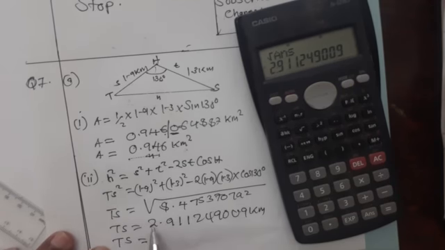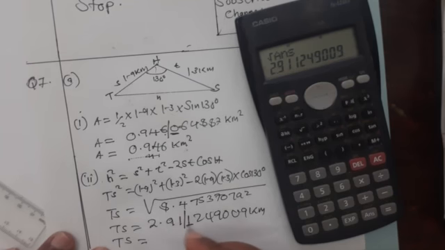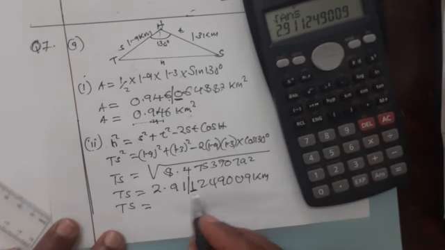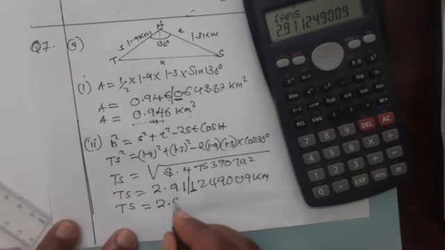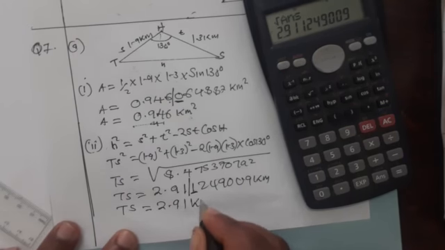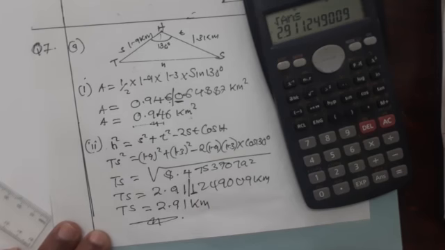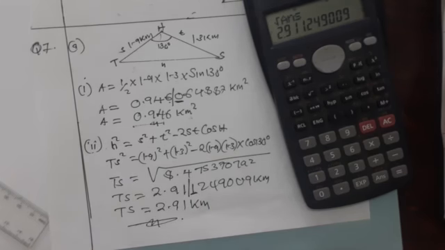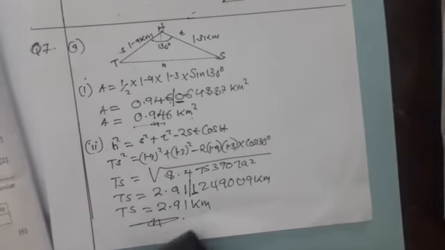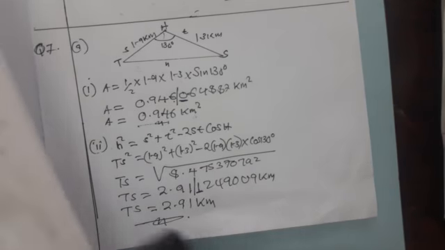You round it off to 3 significant figures: 1, 2, 3. You cut here and consider this one as 0. All right, 0 plus 1 is 1, so you have 2.91 kilometers. All right, and that is our answer. Okay. All right, then we go to Roman numeral 3.